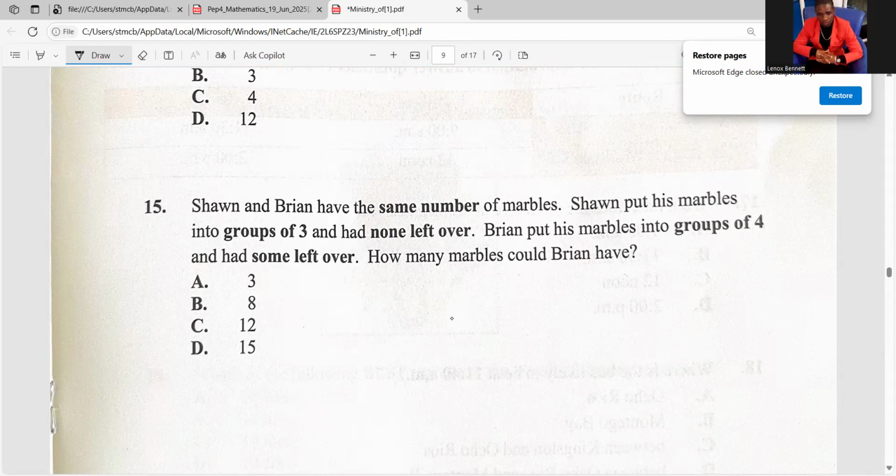All right, so Sean and Brian have the same amount of marbles. Sean put his marbles in groups of 3. So basically, in groups of 3, you can eliminate this right away, right? So Sean will have none left over. Brian put in groups of 4 and has some left over. So it has to be 15 then, because 4 can go into 15 with some left over. So I have 15. All right. Yeah, excellent.